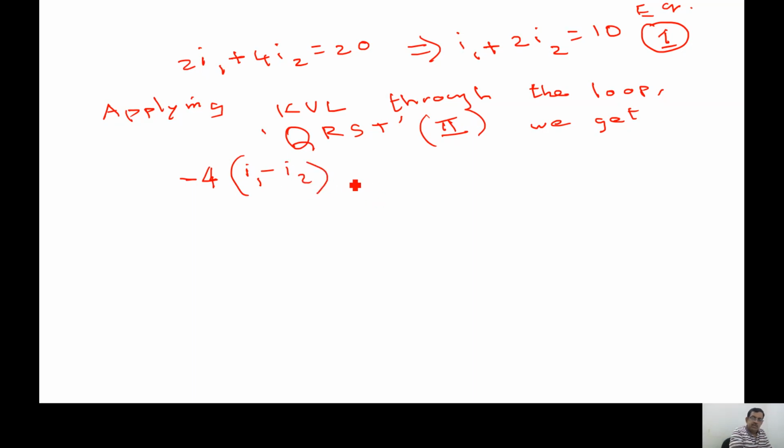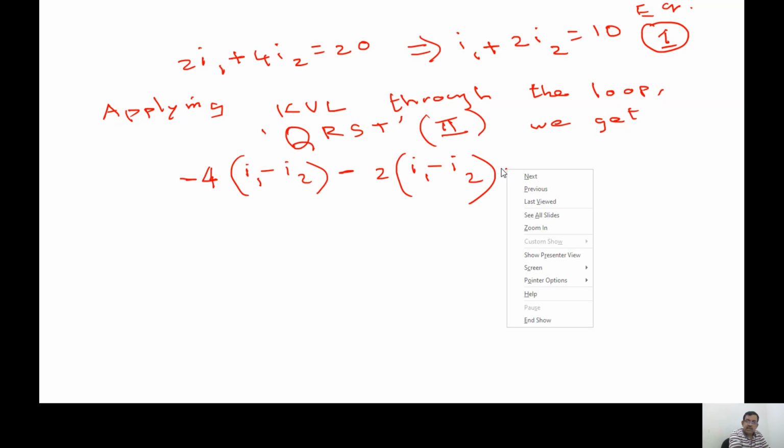Then there is again a voltage drop across the 2 ohm, and that same current flows through 2 into minus I1 minus I2. Then you look at the 8 volt source. We are going from positive to negative, which means there is a voltage loss, a potential loss. Therefore, there is a minus sign, minus 8.